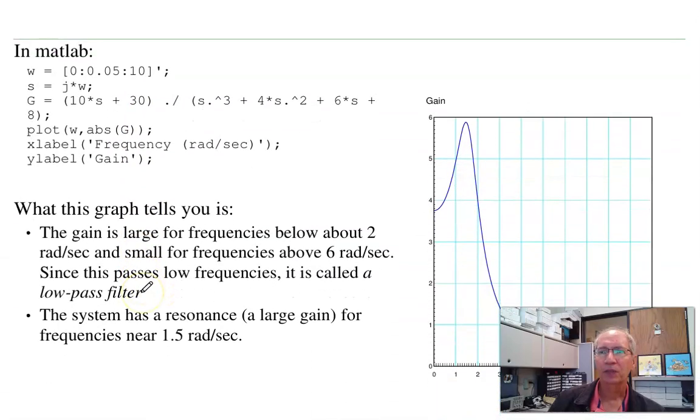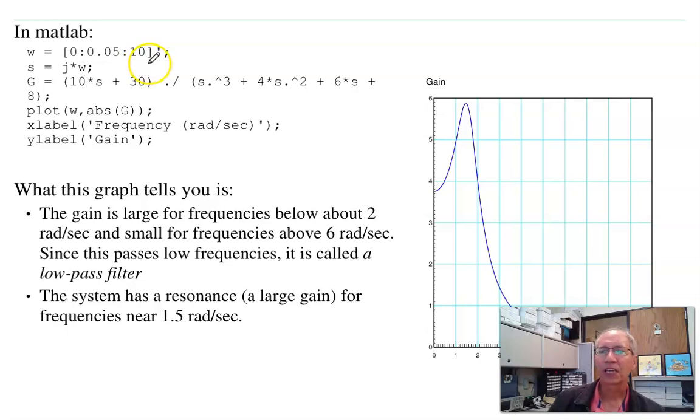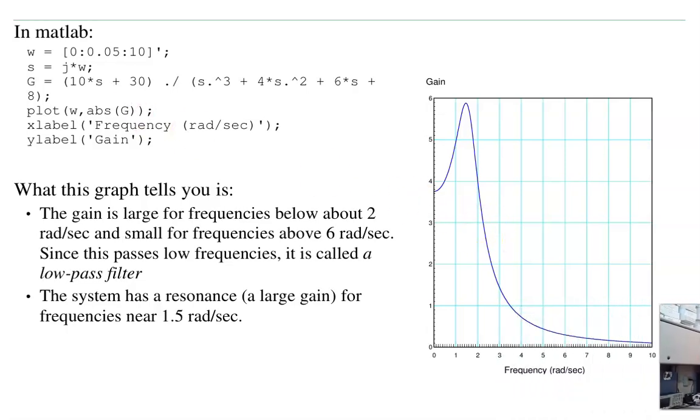When I do that, I get the gain at each frequency, making the step size smaller to make it a smoother plot. Here's my frequencies going between 0 and 10 radians per second. S is j omega. Here's the gain. Plot frequency versus magnitude. And I get this plot. A couple things to note. I plotted the magnitude of g. G will be complex numbers.